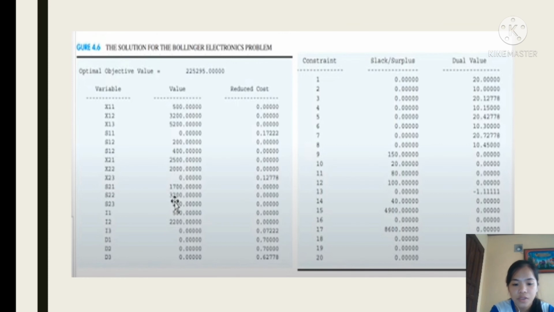This is the solution of the Bollinger Electronics problem. The cost of increasing and decreasing the total production volume tends to smooth the monthly variation. In fact, the minimum cost schedule calls for a 500-unit increase in the total production in April and a 2,200-unit increase in the total production in May. The May production level of 5,200 units is maintained during June.